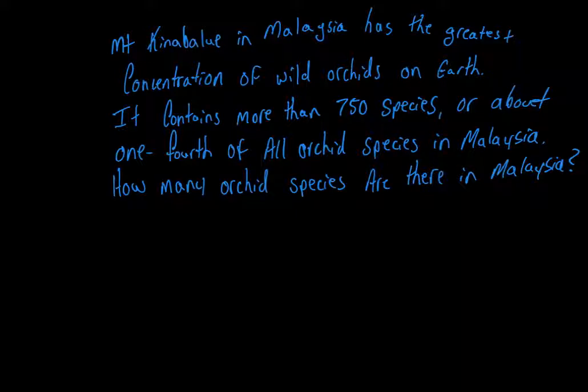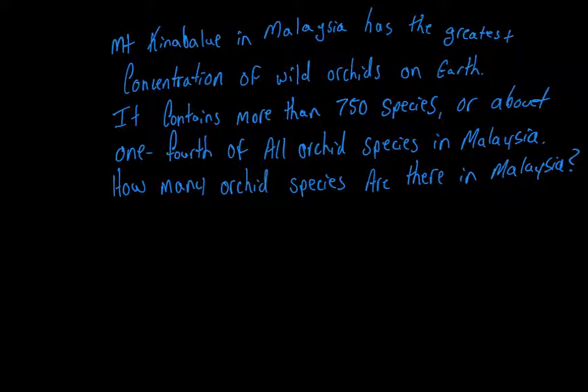Okay, so here's that guided practice number 1. And I apologize for my handwriting. I don't have the greatest handwriting. I never won any awards for it, but hopefully it's legible. The problem reads, Mount Kinabalu, or however it's pronounced, in Malaysia, has the greatest concentration of wild orchids on Earth. It contains more than 750 species, or about 1/4 of all orchid species in Malaysia. How many orchid species are there in Malaysia?